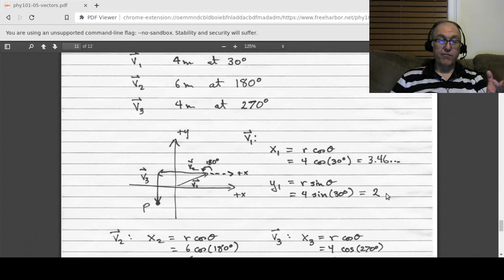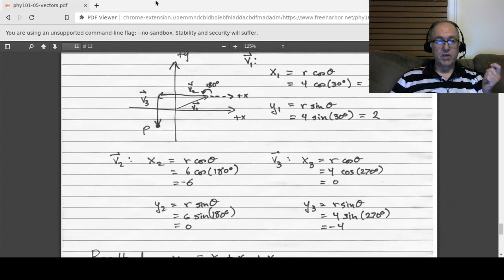Okay, so that converts your first vector from polar to Cartesian. Then you've got the second vector, which I did down here. Here's my second vector. x2, the x component of the second vector, is r cosine theta. That's 6 cosine 180, and cosine of 180 is -1, so you get -6.